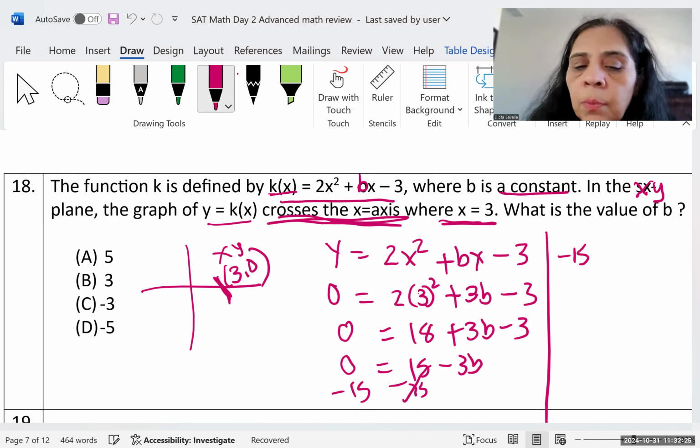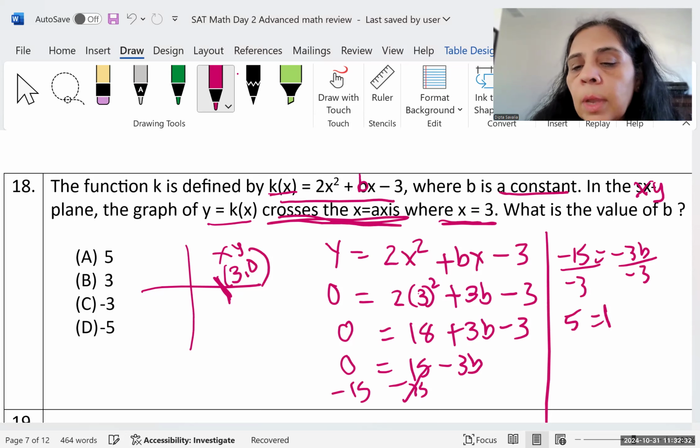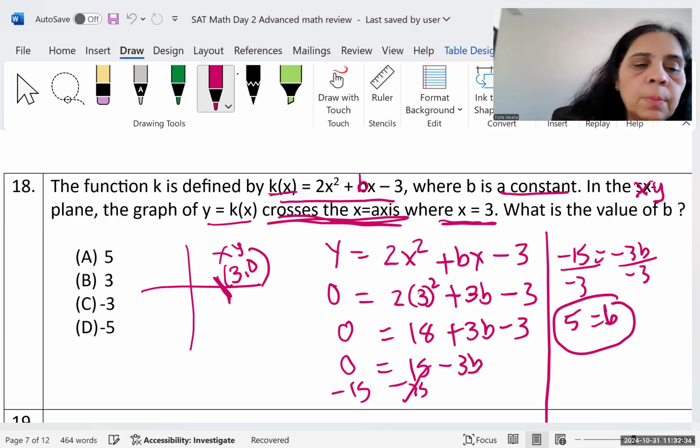So negative 15 equals negative 3b, and then you divide by negative 3. So b is 5. The answer is positive 5.